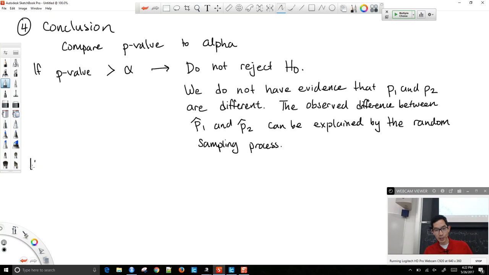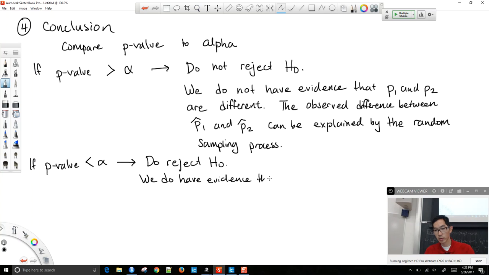On the other hand, if the p-value is less than alpha, what does that mean? That means we do reject the null hypothesis. And that means we do have evidence that P1 and P2 are different, or we do have evidence to support the alternative.